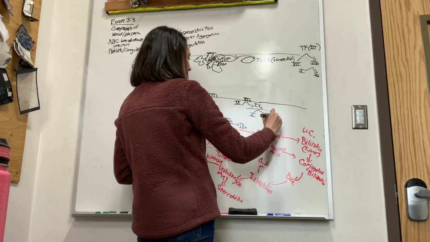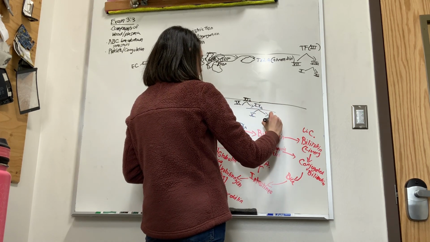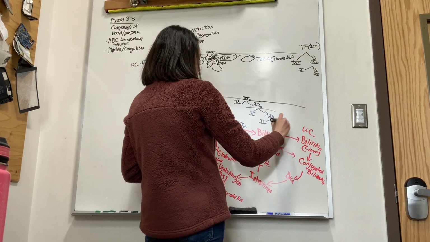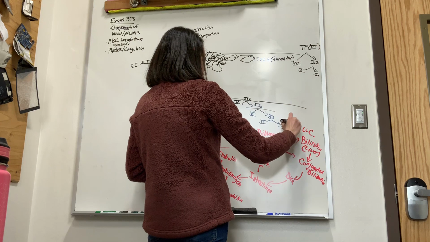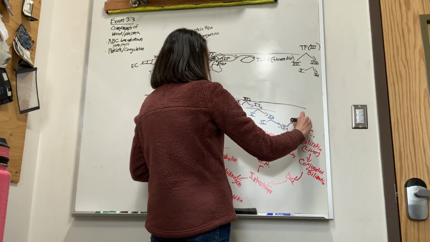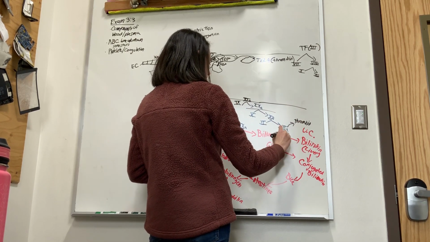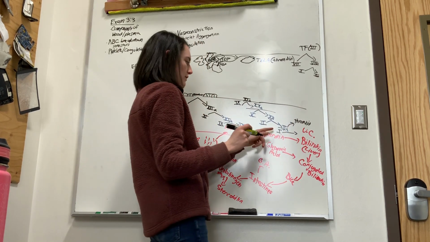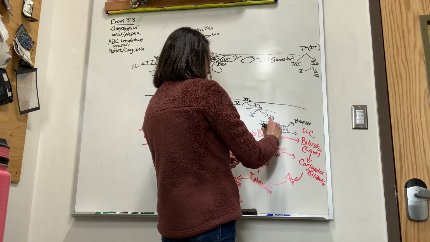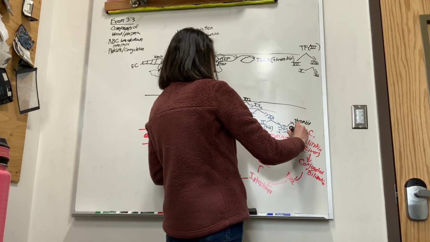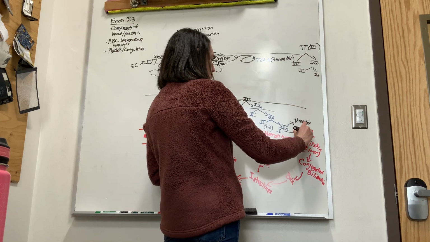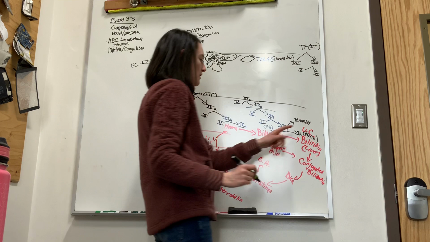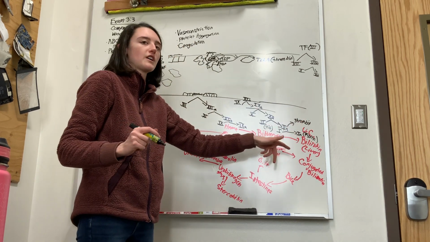So our common pathway, we're going to start from factor 10A, and then that's going to become factor 2, which is going to become factor 2A, which we call thrombin. And then factor 2A is going to act on factor 1, which is fibrinogen. I can't really write that because I don't have enough room, but fibrinogen is going to become factor 1A, which is going to become fibrin. And this is the protein that is involved in our blood clotting.